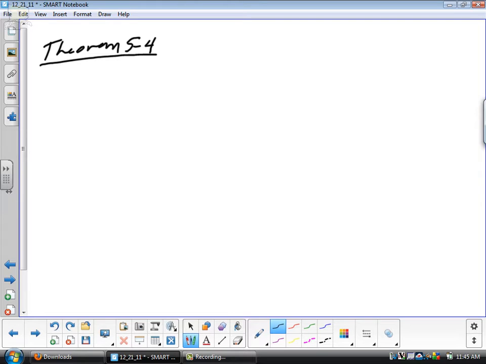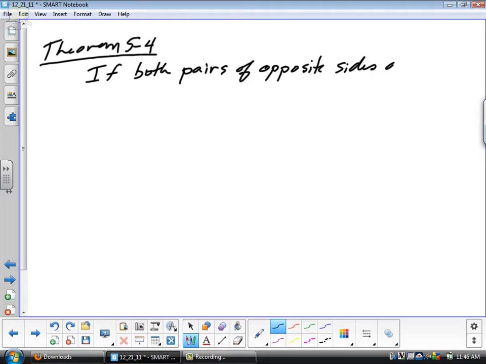So all of these theorems that we're going to be looking at are ways to prove that a quadrilateral is a parallelogram. So all of them are going to end with, then it is a parallelogram. Okay? So theorem 5.4, if both pairs of opposite sides are congruent, then a quadrilateral is a parallelogram.